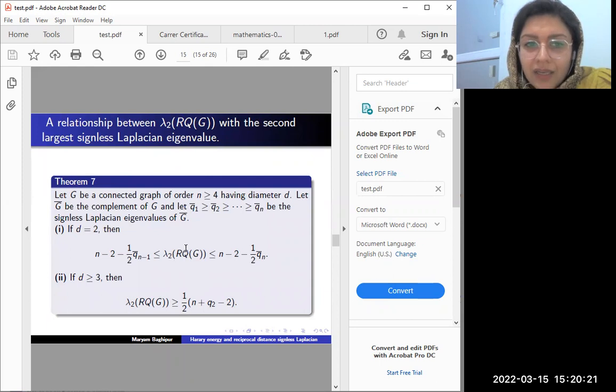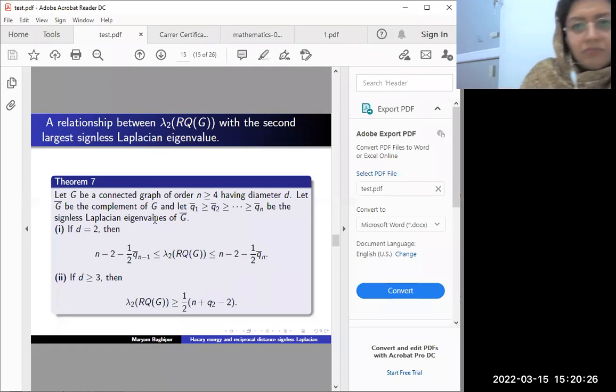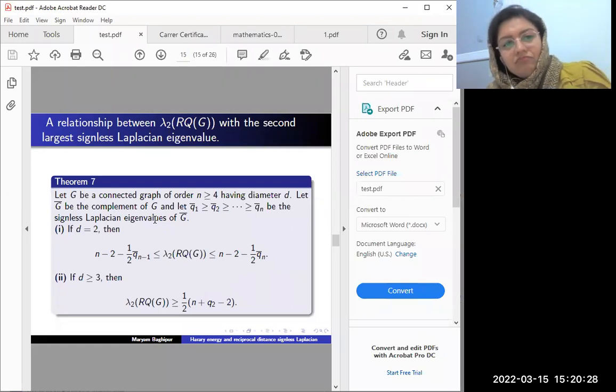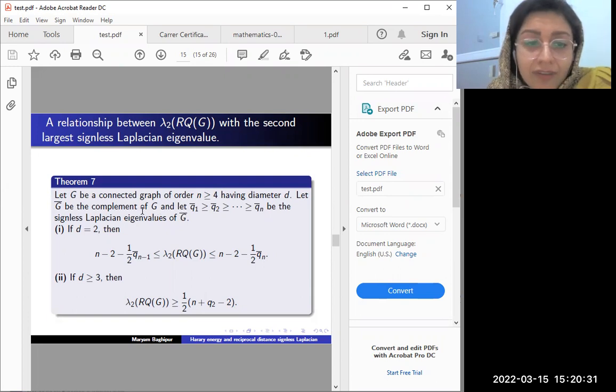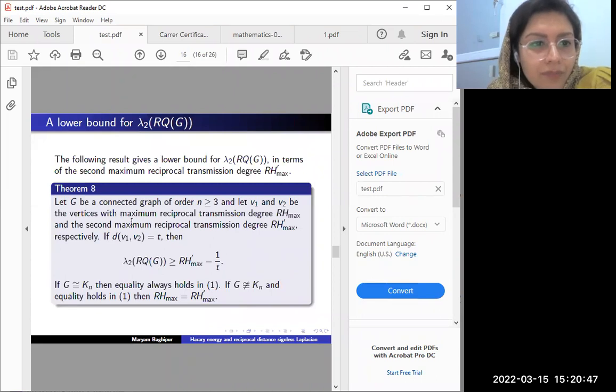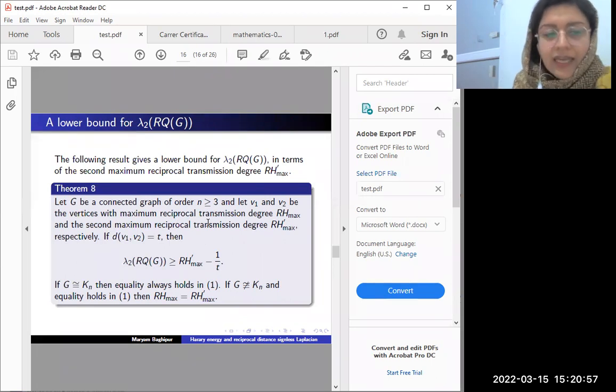You know, the signless Laplacian eigenvalue is one of the metrics that are interesting and very important. That's why we obtain a relationship between the second largest eigenvalue of the reciprocal distance matrix and some other concepts. You know, in this theorem, we obtain a relationship between the second largest and the second maximum reciprocal transmission.